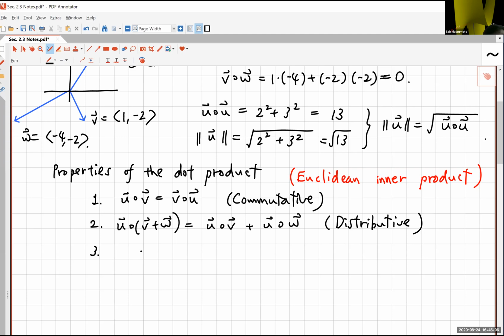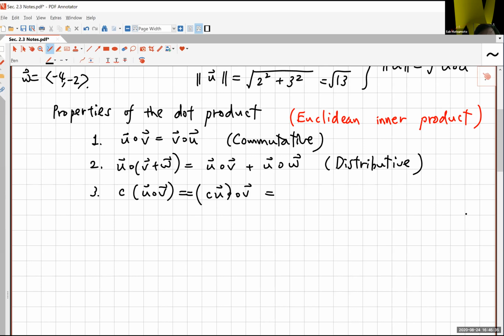Now, if you have a constant times u dot v, you can imagine this constant can be considered the scalar for the first one. So (cu) dot v is one way to write that. Or it turns out you can also write this as u dot (cv). That's also a possibility.